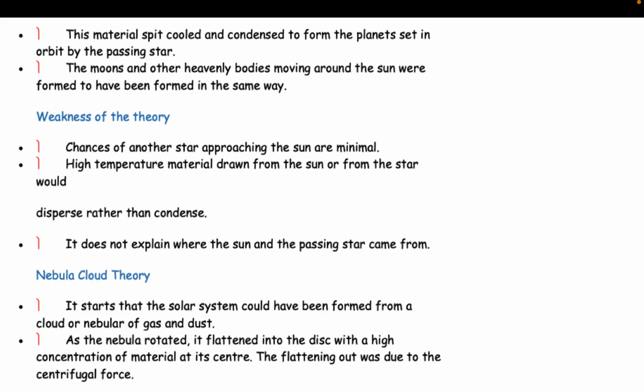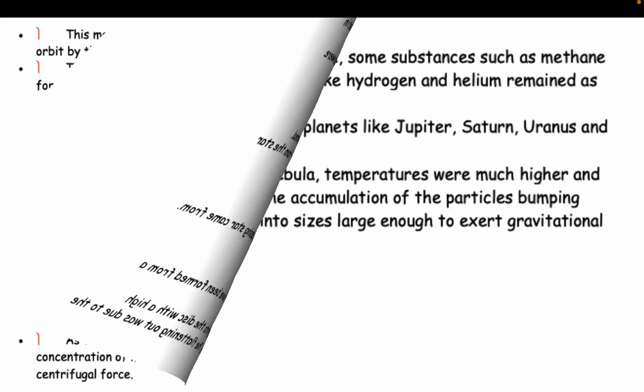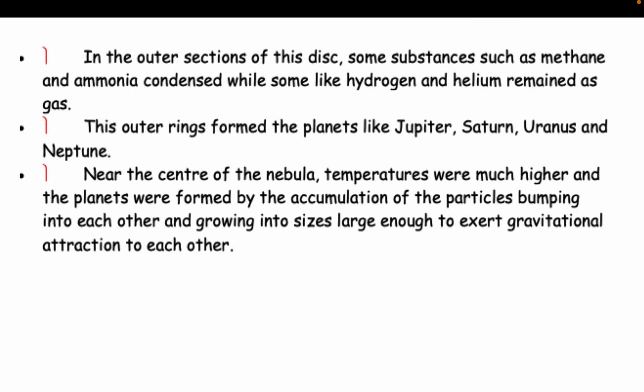Nebula cloud theory. It states that the solar system could have been formed from a cloud or nebula of gas and dust. As the nebula rotated, it flattened into a disk with a high concentration of material at its center. The flattening out was due to the centrifugal force. In the outer sections of this disk, some substances such as methane and ammonia condensed, while some like hydrogen and helium remained as gas. These outer rings formed the planets like Jupiter, Saturn, Uranus, and Neptune.